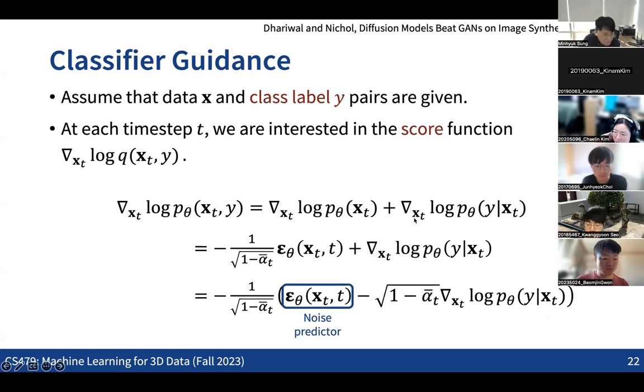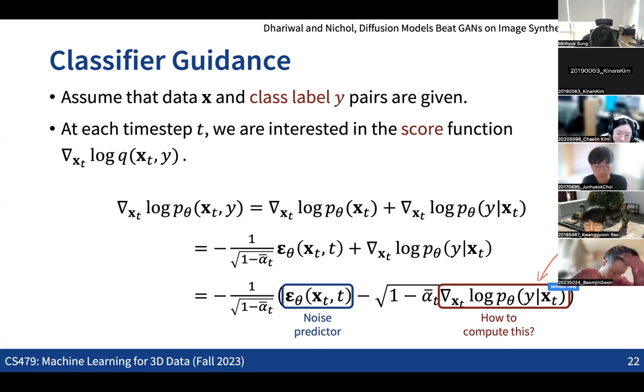So this is the information from the noise predictor, and we want to get this information so that we can get this score, the information for the joint probability. So here the question is how we can get this score for this conditional probability.